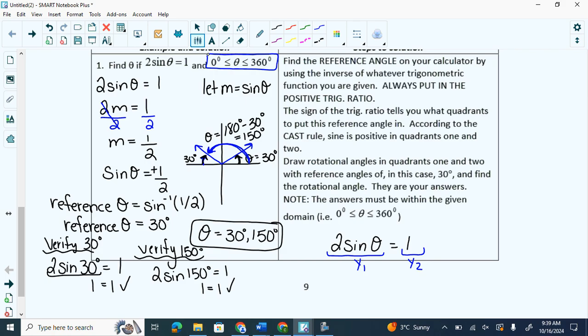So go to your window. Everyone's going to their window, and they're making their x minimum 0, so that I'm restricting my domain, and my x max 360. How many times does it cross now? Press graph. 2 times. Guess what those answers are? 30 and 150. Let's figure them out.